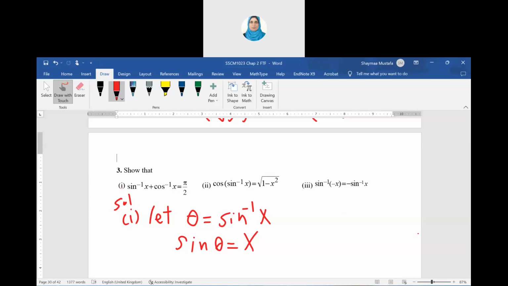How can I calculate cos x? Do you have any idea? I have sine theta equal to x. Can we calculate cos theta? If you know that sine theta equal to x, can you calculate cos theta with respect to x, or based on x? Or can't you?